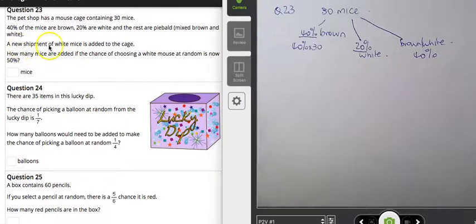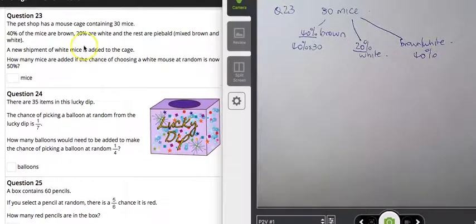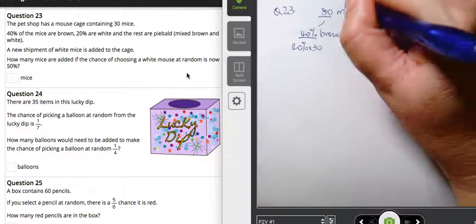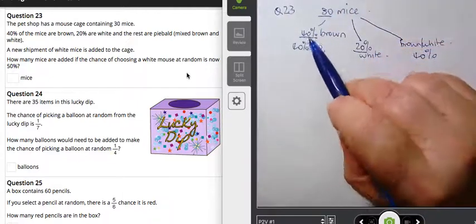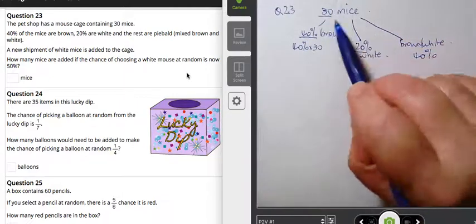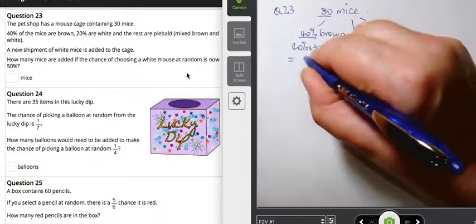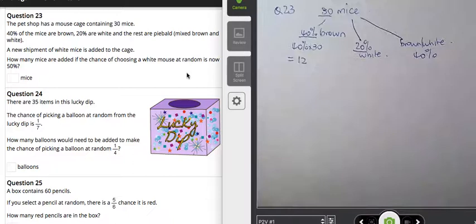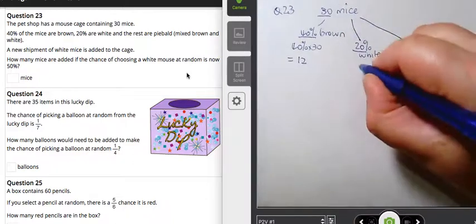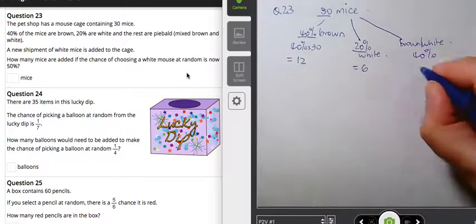Now it says a new shipment of white mice is added to the cage. And the question is, how many mice are added if the chance of choosing a white mouse at random is now 50%? Well, let's just see how many of each mouse we've got in the first place. Now, 40% of the 30 mice are brown, so 40% of 30 is going to be 12. You can just calculate that out. 20% of 30, that's 6 white mice.